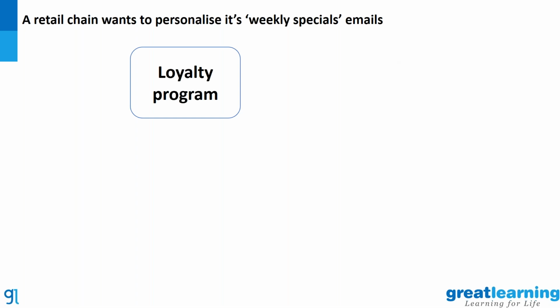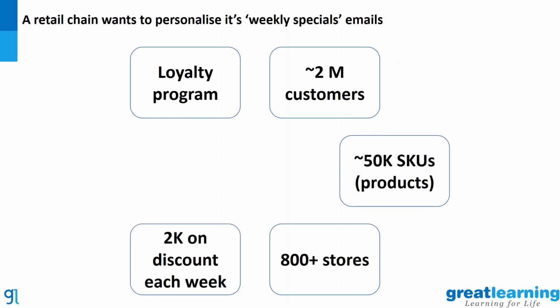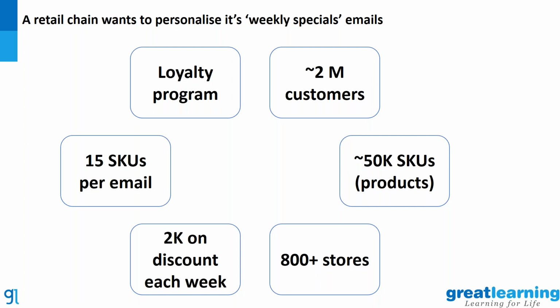They have a loyalty program, which has about 2 million customers, and this retail chain sells approximately 50,000 products across 800 plus stores. Out of those 50,000, approximately 2 to 3,000 are on discount each week. In their email template, you can put 15 products. Every Wednesday or Thursday, they send an email to all of their customers saying, these are the products that are on discount. So far they have been sending a generalized set of the top 15 products. But what they want to do is personalize it to the customer and decide which products go to which customer.